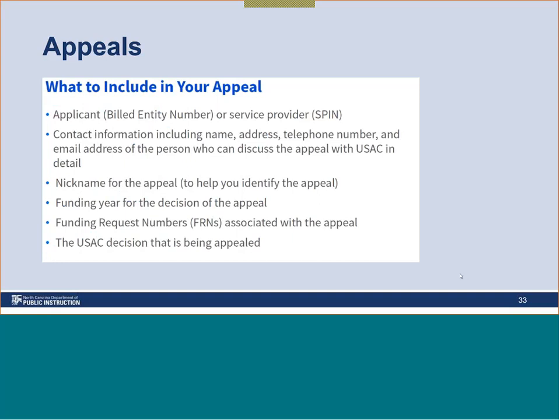So if you have 10 FRN lines, but you're only going to appeal 1 or 2, just put in those 1 or 2. And a copy, or description copy, of the decision that they made so that you can easily go back and they can see what exactly you're appealing.